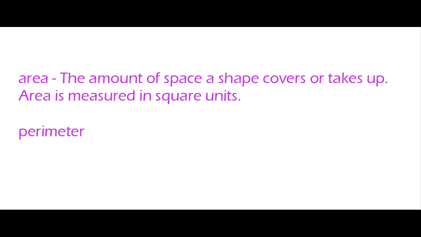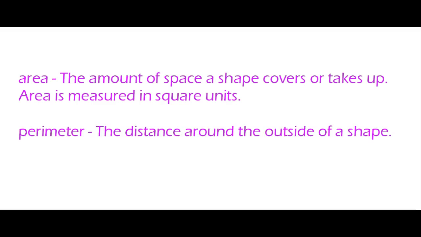An area is always measured in square units, whether it's feet, inches, miles. It's always square feet, square inches, square miles. Okay? Perimeter is much simpler to understand, I think. Perimeter is simply the distance around the outside of a shape.